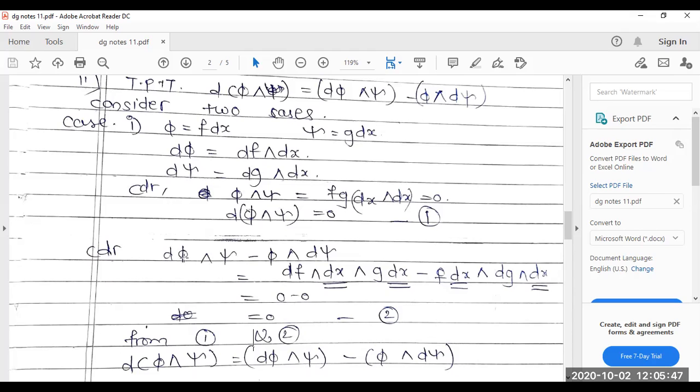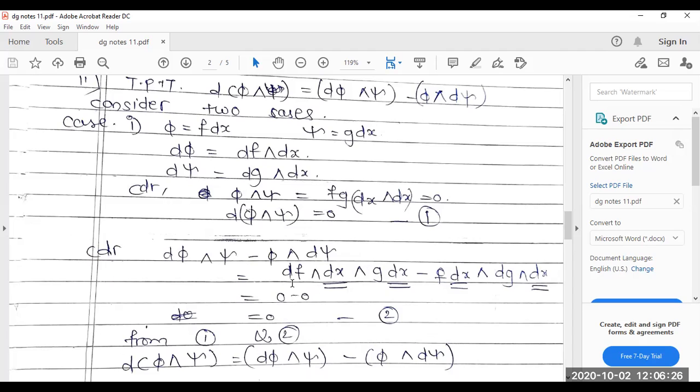Okay, now let us evaluate d phi wedge psi. We will keep d phi as it is, df wedge dx. Next, psi we have kept as g dx, minus phi as it is. Phi is nothing but f dx, wedge product with d psi, which is dg wedge product with dx. So finally, in the first term, if you see, we have the two terms dx wedge dx. Here also we have dx wedge product with dx. So obviously it is satisfying the associative property we have seen in the last lecture. The exterior product or wedge product satisfies the associative property.